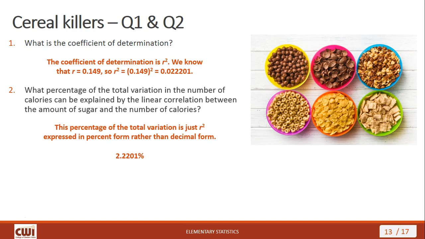So that's all there is to it. I don't have to redo any analysis. I just take the R value that's given to me and I can square it to get my coefficient of determination, turn that into a percentage, and that percentage is that portion of total variation that's explained by the linear correlation between my x and y values.